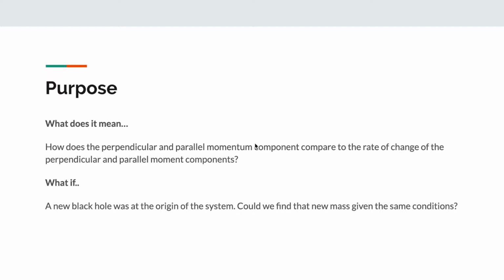1. How do the perpendicular and parallel force components compare to the rate of change in momentum perpendicular and parallel components? 2. If under the same circumstances, including the same trajectory, same star mass, and assumptions, the black hole mass was changed, would we be able to calculate that new unknown mass?